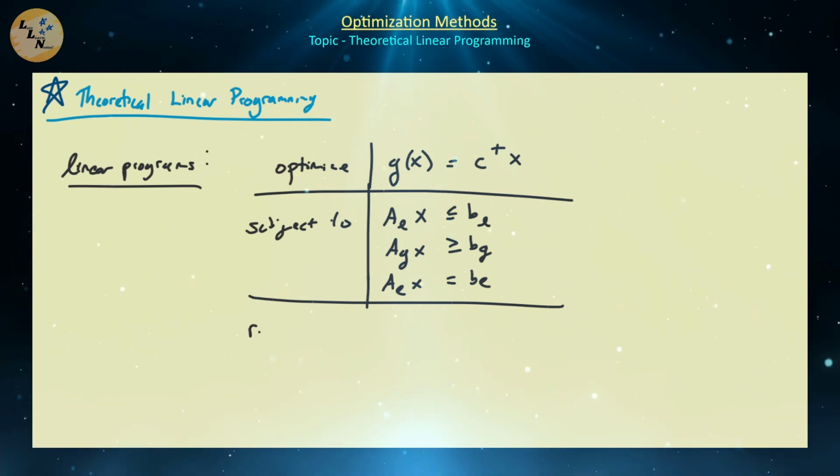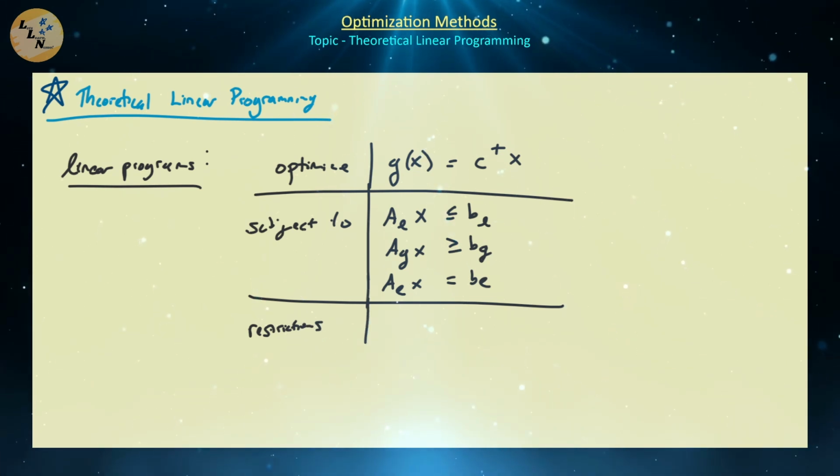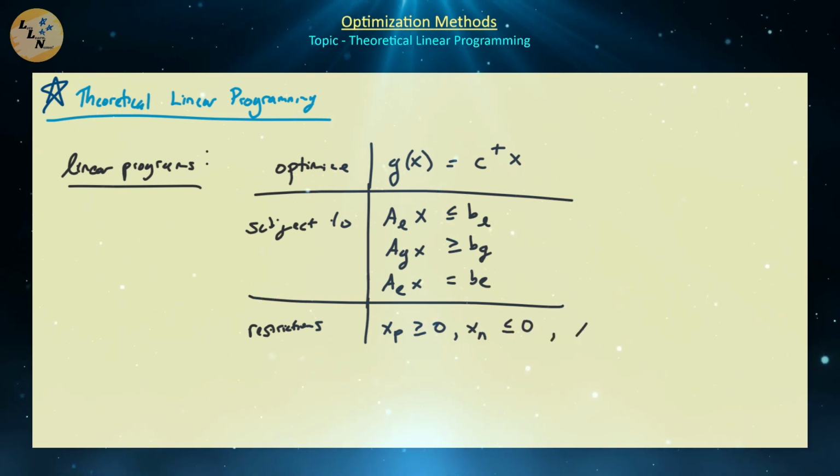And let's assume we have the restrictions, or lack thereof, for the decision variables. In particular, we have our positive constraints, our negative constraints, and then our undeclared or unrestricted variables, xu, where xu union xn union xb should be equal to the entire vector x. So that's a linear program and its components.